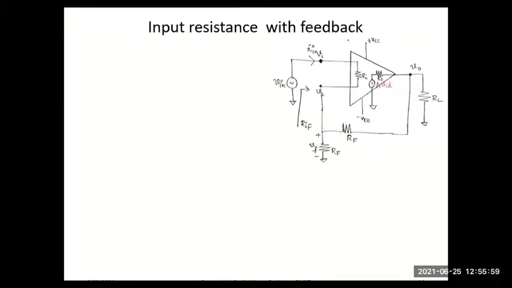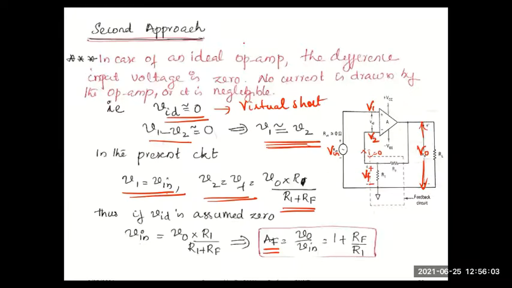Ma'am, in the previous example, you had shorted the inverting terminal and you had given an input voltage to the non-inverting terminal.